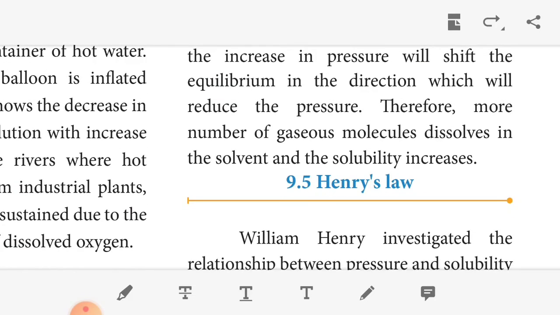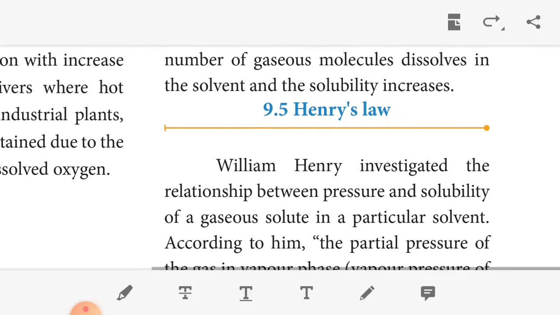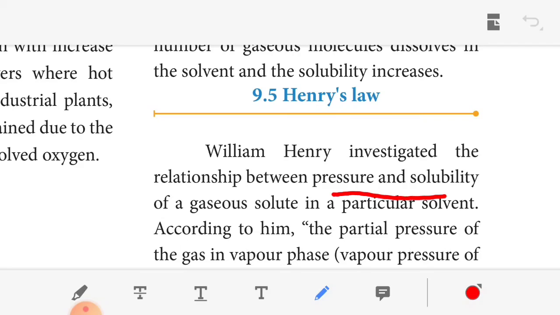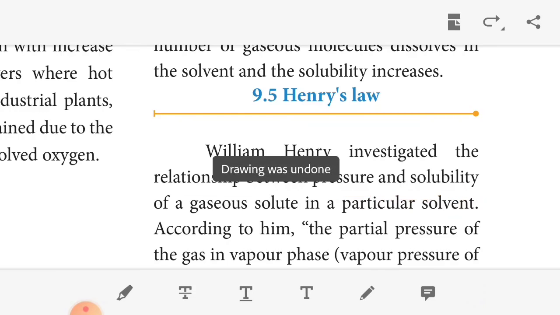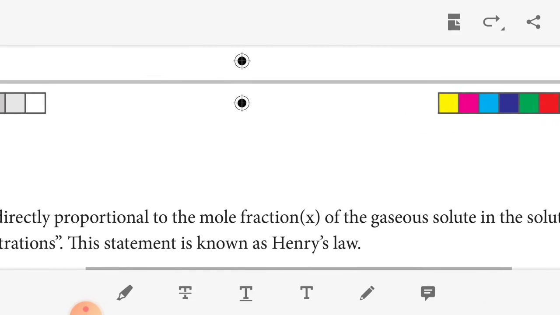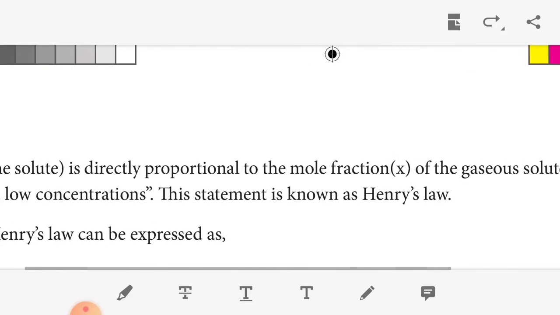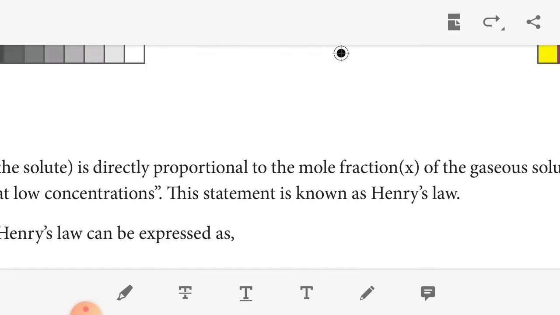Okay, the next topic is Henry's law. It's a very important question. William Henry investigated the relationship between pressure and solubility of a gaseous solute in a particular solvent. According to him, the partial pressure of the gas in the vapor phase, that is the vapor pressure of the solute, is directly proportional to the mole fraction, X, of the gaseous solute in the solution at a low concentration. This statement is known as Henry's law.